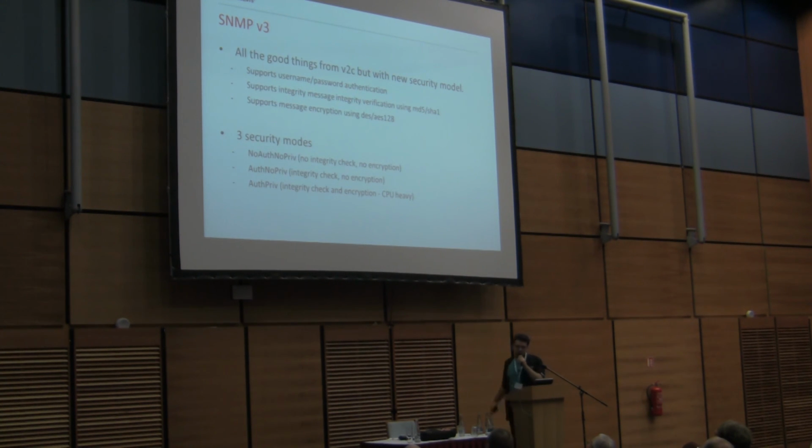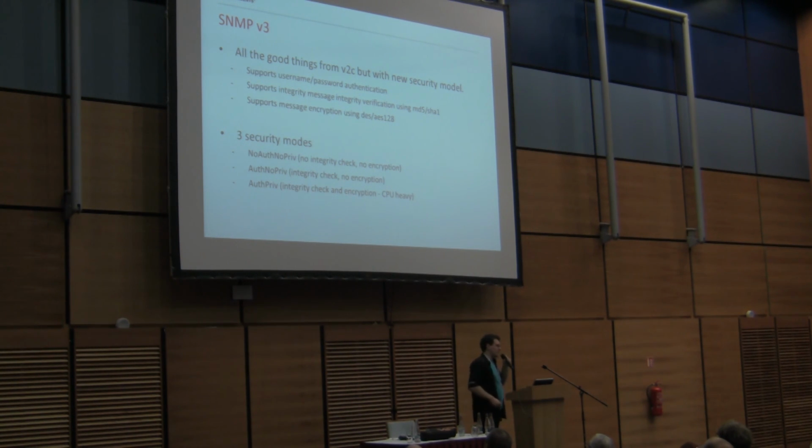And now we finally get to the good stuff, SNMP version 3, which keeps all the good things from version 2C, but with a new security model. So it actually supports full username password authentication, supports integrity message check, verification, MD5 or SHA1. It actually supports message encryption, and it has 3 security models.